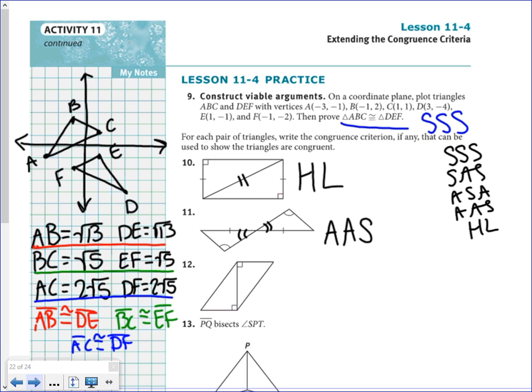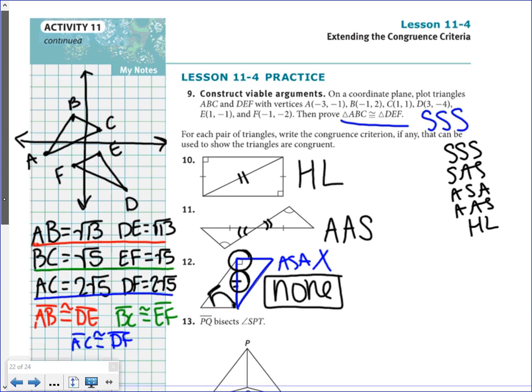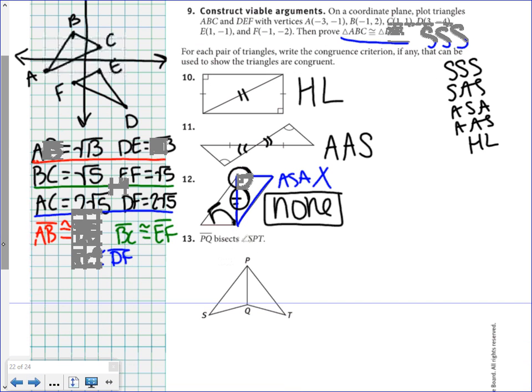For number 12, we can add the shared side, but some of you may say it's angle, side, angle. But that's not right. If you look at one of your triangles, the only thing that is marked is an angle and a side. This angle goes to the other triangle. So angle, side, angle doesn't work. This is actually none of them. So you've got to make sure that you're looking specifically at one triangle and not the whole figure together.